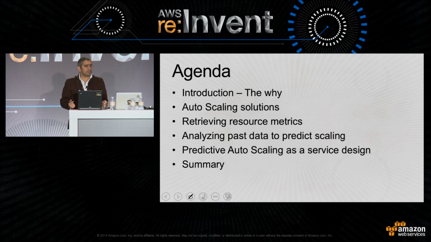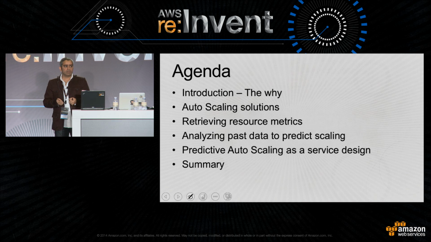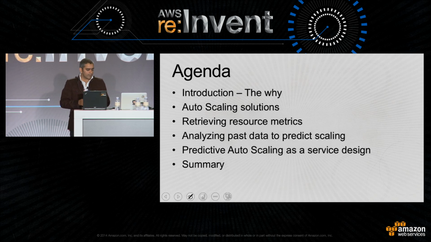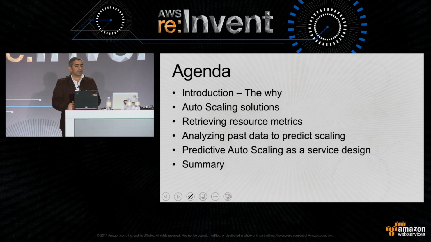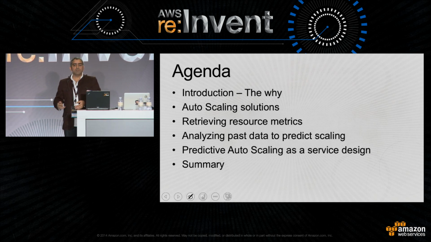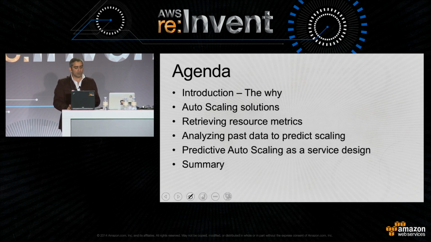Then we're going to talk about how to retrieve these resource metrics. So the idea is this: you have CloudWatch or any other resource metrics mechanism that is capturing your resource usage: CPU, RAM, IOPS, network throughput, RX and TX. Now what you want to do is analyze that past data, past trend, and see where you're going. What if you knew what was going to happen to your workload tomorrow? What would you do? You would probably work on that and add new instances or remove some instances. We'll talk about retrieving the data from CloudWatch using the APIs.